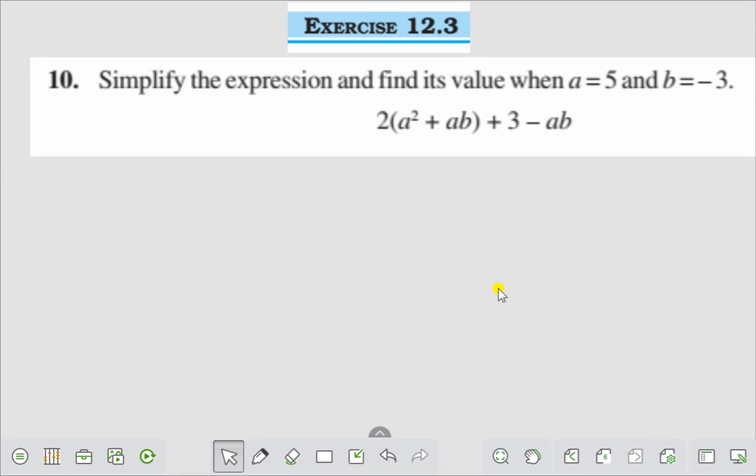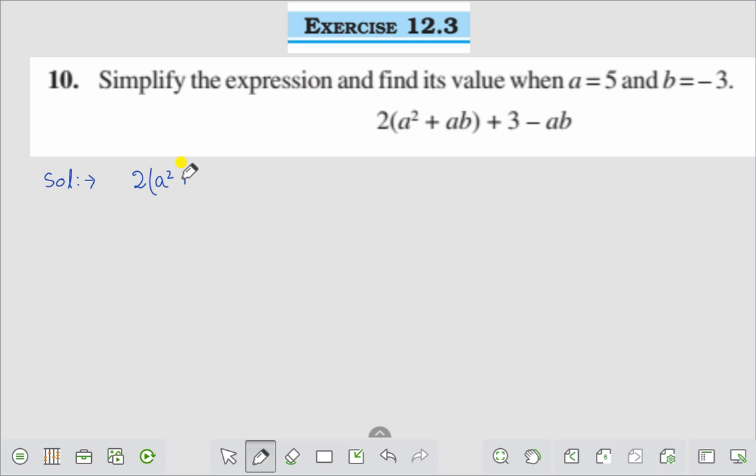Hello everyone. Today I'll discuss exercise 12.3 question number 10. Simplify the expression and find its value when a is equal to 5, b is equal to minus 3, that is 2 into a square plus ab plus 3 minus ab. Find the value. So we will solve in this way.